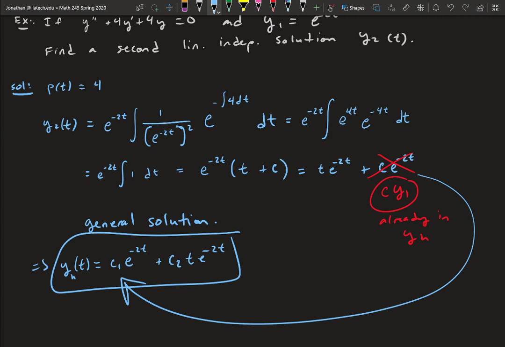So y2 would just be t e to the negative 2t. And then from there we can form our general solution. So that's good. It's a good example. We'll do one more here, and then we'll be done for the day.